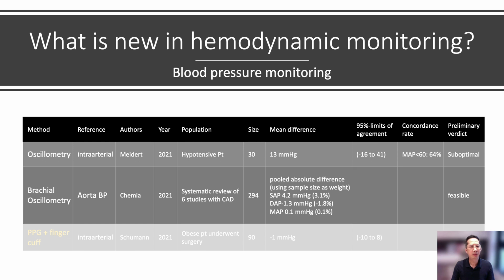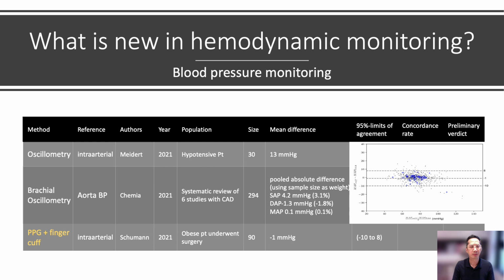Then there's one study that compared the brachial oscillometry versus the aortic blood pressure, and this is a systematic review without a formal meta-analysis. So they pooled the absolute difference with only sample size as weights, which is not a standard method for meta-analysis. They concluded that for systolic blood pressure, there is about a 4 millimeter mercury difference, and for mean arterial pressure, it's very little. So it's feasible to use brachial oscillometry instead of the aortic pressure.